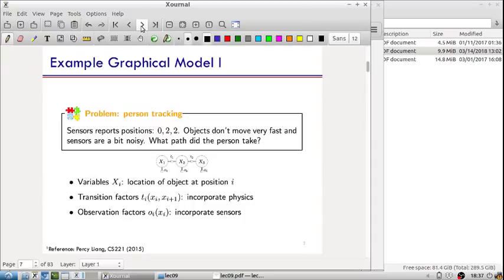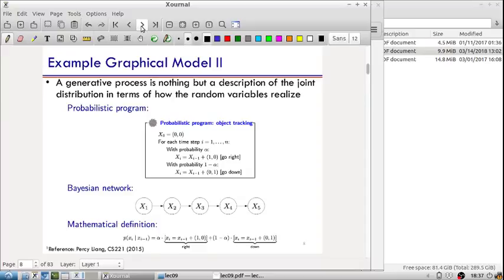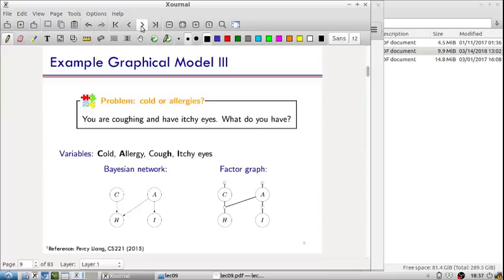Let me skip that because I'll revisit it anyway. That's the hidden Markov model. Just to motivate what we are trying to say: let's say there is a Bayesian network, which essentially is a directed probabilistic graphical model. Let's say there are 4 variables: cold and allergy, C and A, and then H and I for cough and itchy eyes.